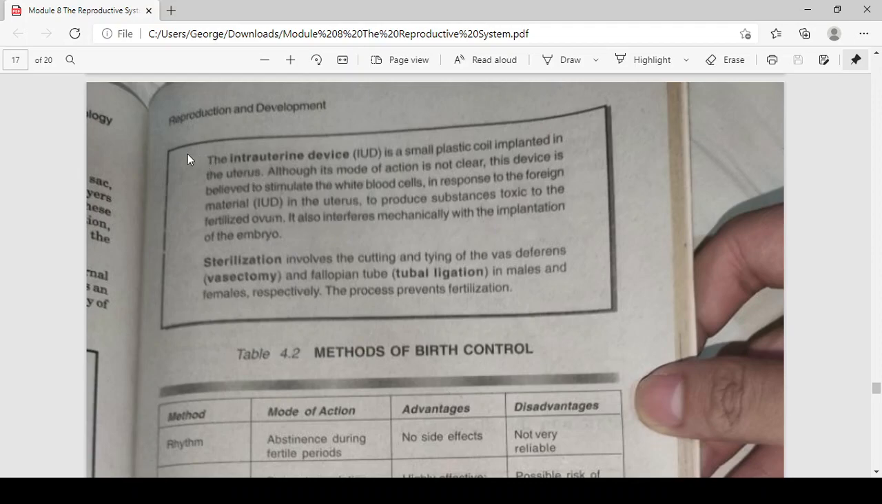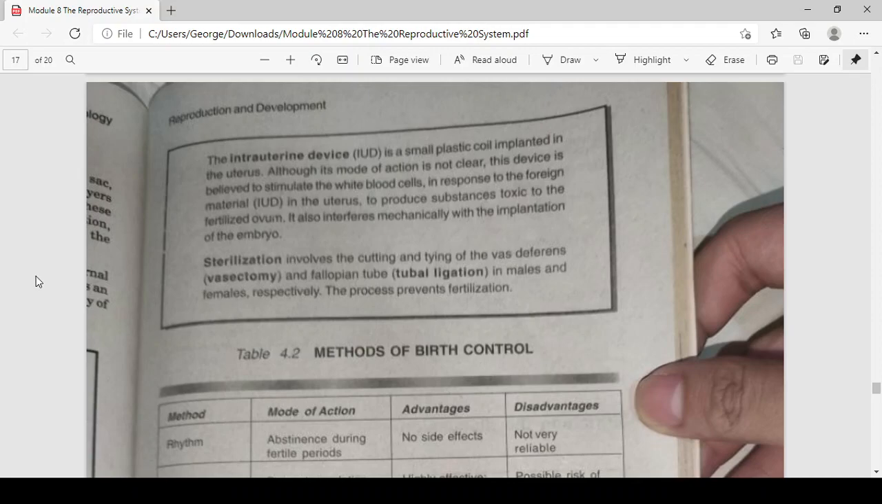Kids, so in simple terms, ang IUD natin acts as a wall to prevent sperm fertilizing into the egg because our IUD is toxic to our sperm and egg. Therefore, no fertilization will occur 99% of the time when you insert an IUD. It is one of the most recommended ways in your birth control.